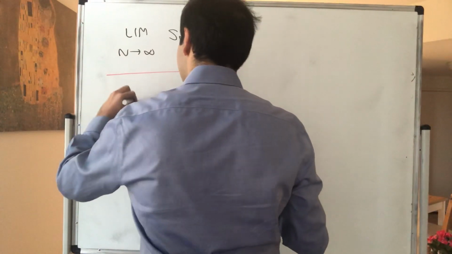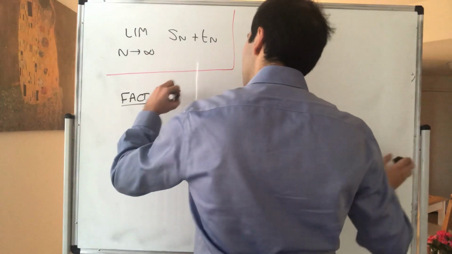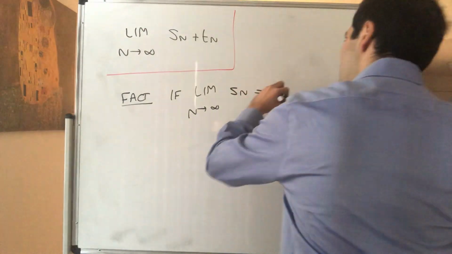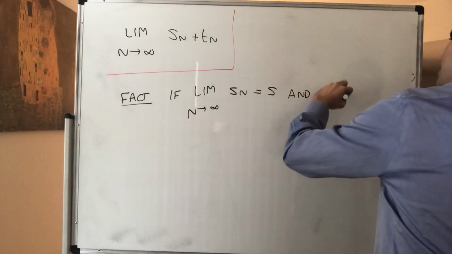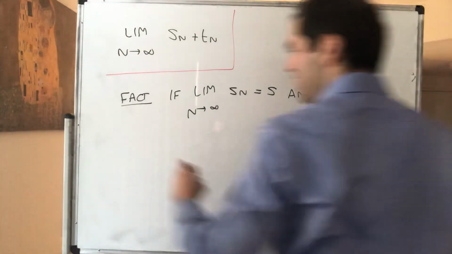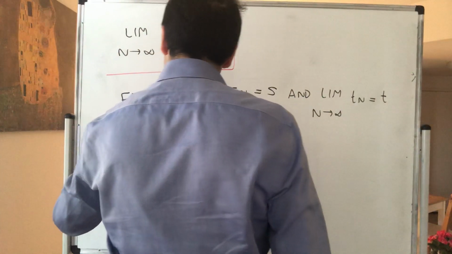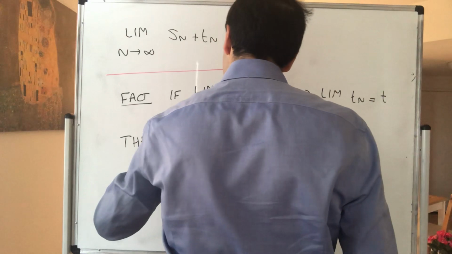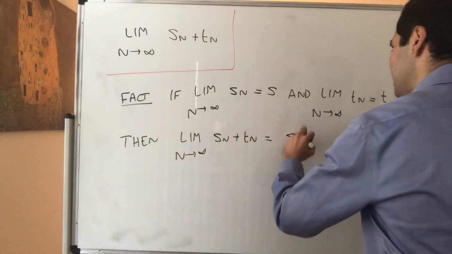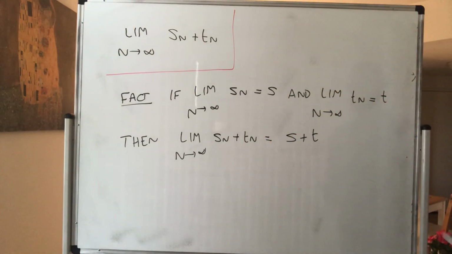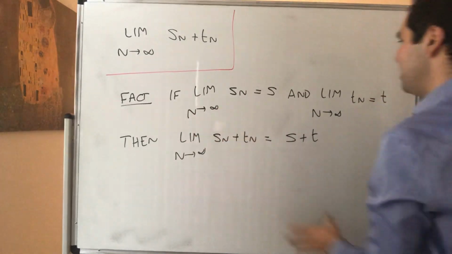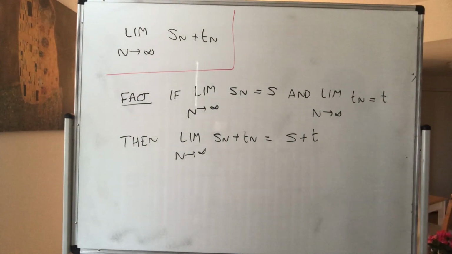Namely, fact, suppose our sequence Sn converges to S and another sequence Tn converges to T. Then the question is, what does Sn plus Tn converge to? Well, hopefully S plus T. So in other words, the limit of Sn plus Tn is the same thing as the limit of Sn plus the limit of Tn. And let's prove it.